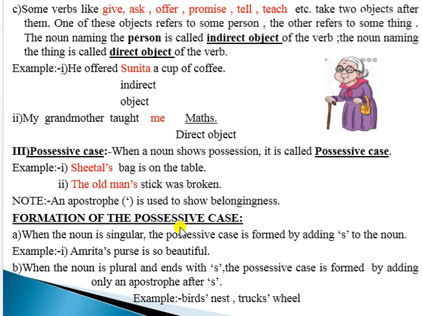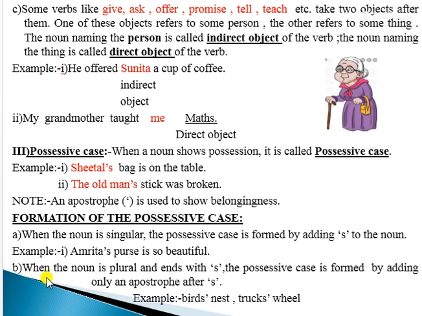Formation of the possessive case. How do we form the possessive case? Now let's see. Number A. When the noun is singular, the possessive case is formed by adding apostrophe s to the noun. Example: Amrita's purse is so beautiful. Here Amrita is a singular person, so that's why the apostrophe s comes soon after the name of the person.